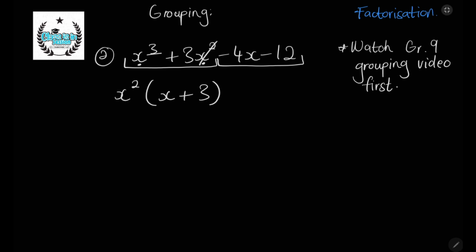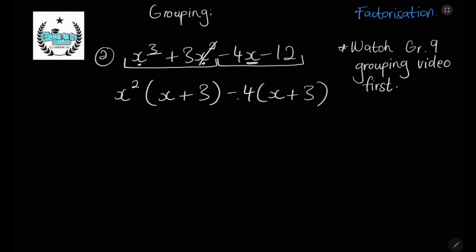For the last two terms, we have negative 4x minus 12. What can we do here? We can try to take out a negative 4. Open a bracket. Negative 4 divided by negative 4 should give you a positive 1. However, you have a variable which is x, so it's 1x. You don't need to write down the coefficient. The negative 12 divided by negative 4 is a positive 3.